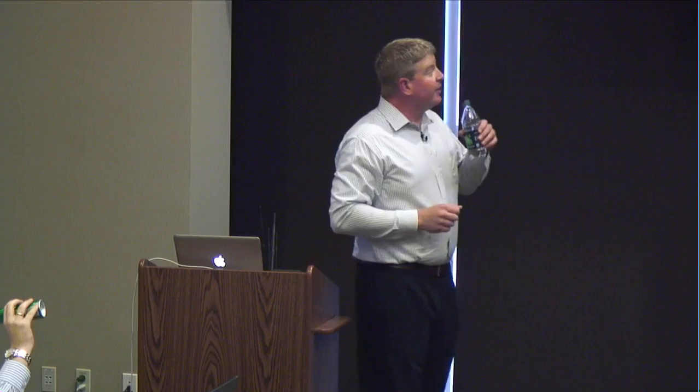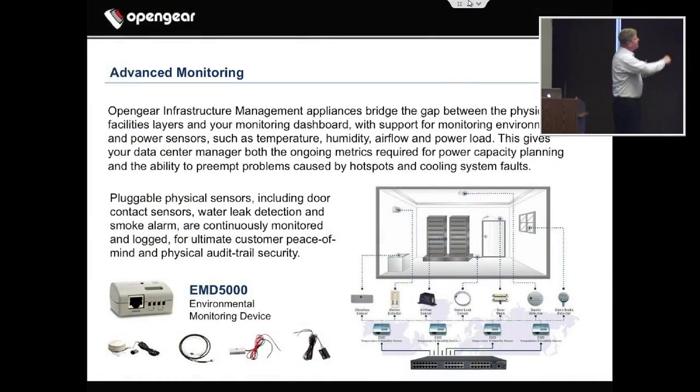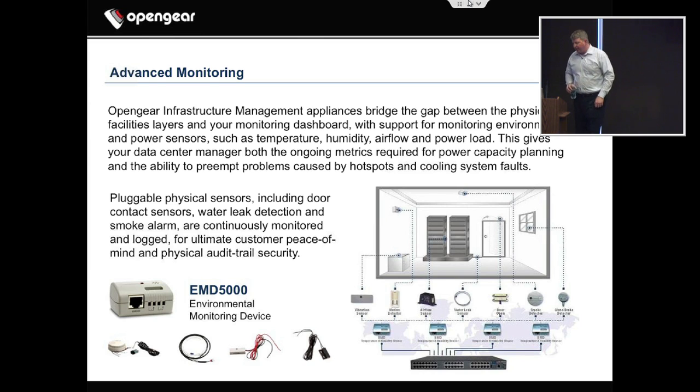Let's see, we also do physical monitoring. One of the products we didn't talk about was the EMD 5000. It's a small environmental monitoring device that takes up a serial port, so that the RJ45 on it is plugged into a serial port on one of our products and provides the 2 digital IOs for external physical connectivity to water leak detection, smoke, fire, vibration, and door contacts.